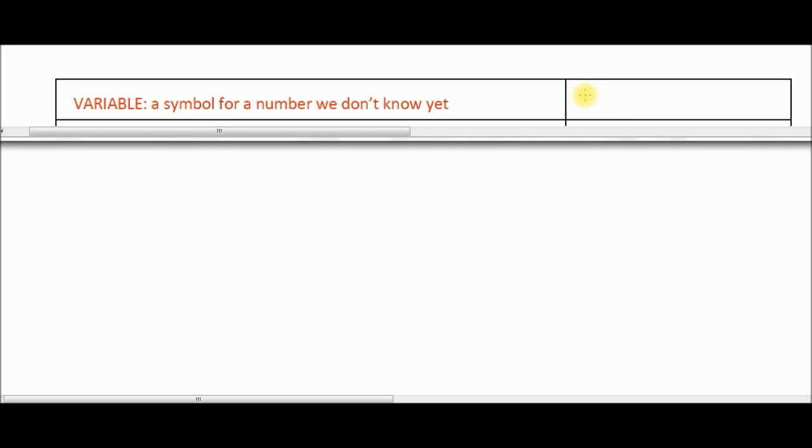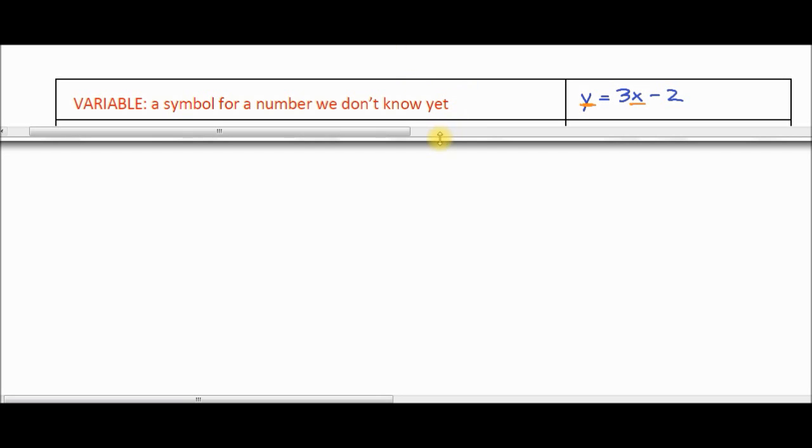You've seen this kind of equation before. This is a linear equation: y equals 3x minus 2. And in this particular equation, we have two variables. We have the variable y and we have the variable x. Now I want you to be careful. The variable is not 3x. The variable is x. In this equation, we just happen to be multiplying that variable times 3. But the variables here are x and y. Those are symbols for numbers that we don't know yet.